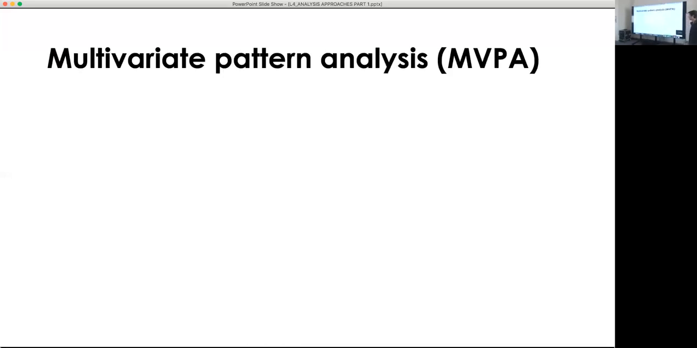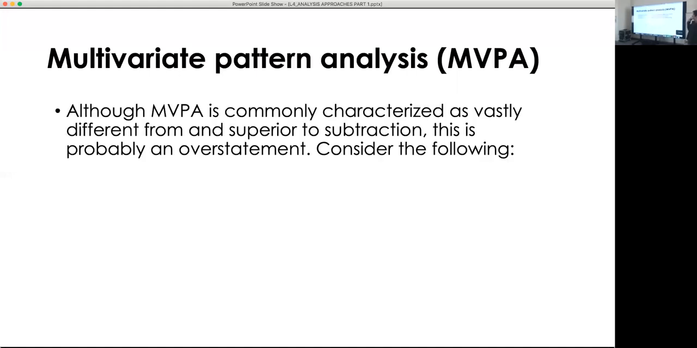Cool. All right. So moving on. I guess a few more soapbox comments on MVPA. So now we're in the position to think about, which we've already done a little bit of, how is this different from or the same as subtraction? Like, what's really going on?